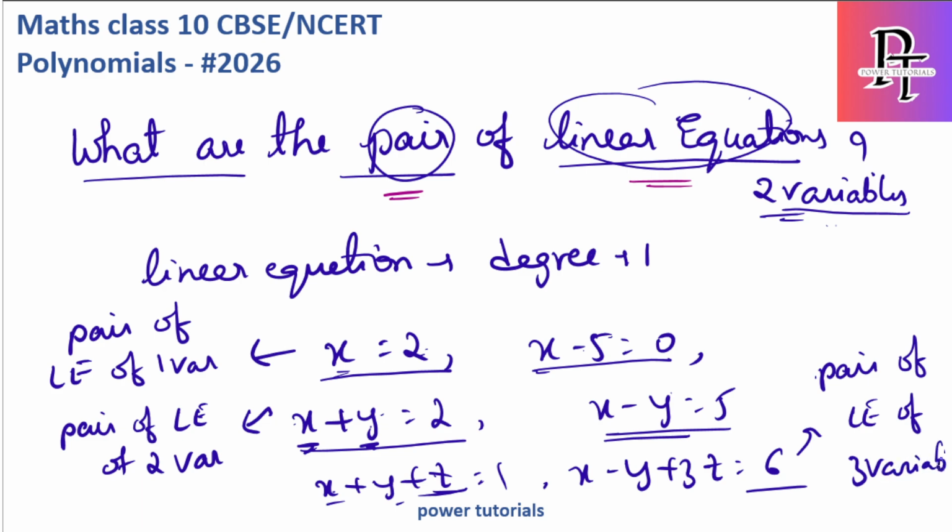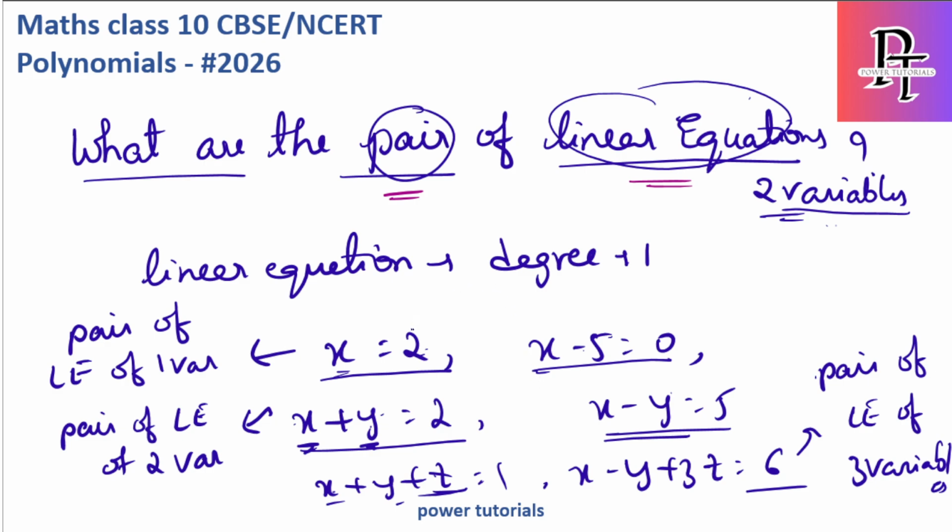So I hope you understood the difference and the exact definition of a pair of linear equations. Having two means pair. Linear, degree should be 1. Variables: x is 1, here there is only one variable. Here x and y are variables, so two variables. x, y, z are variables, here three variables. Okay, so to solve linear equations of two variables, you should at least have two equations. That's why we say that we should have a pair of linear equations of two variables to get the values.